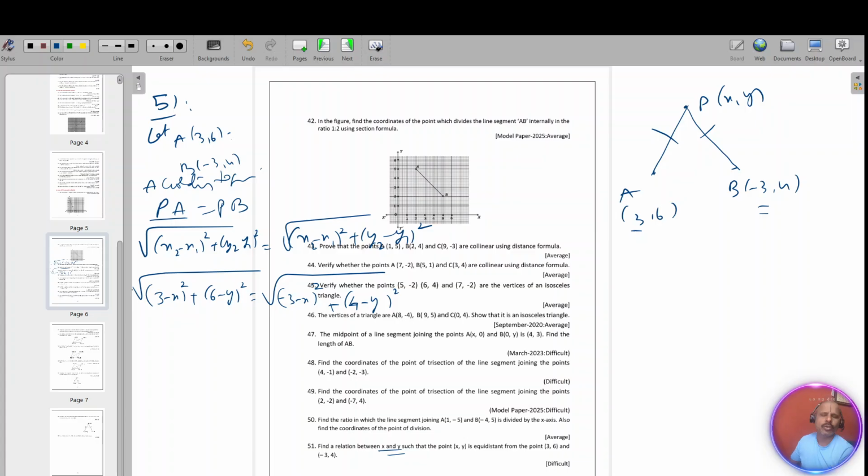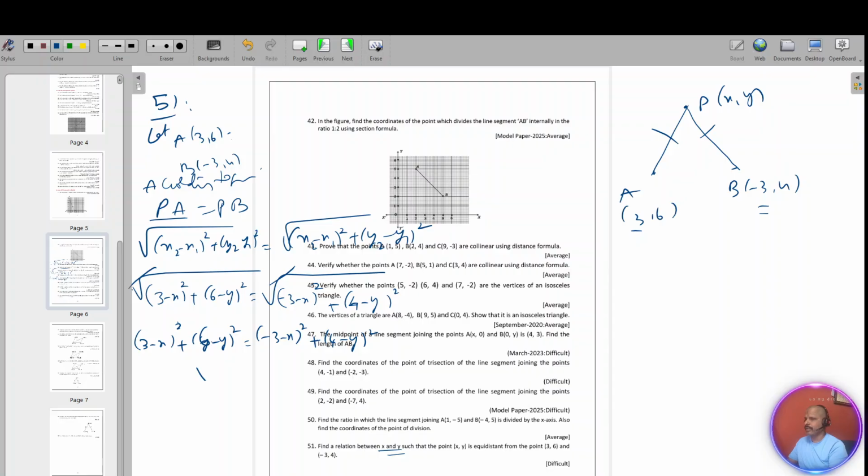Now, since there is a root on both sides, you can cancel the roots, because when you transpose the root, it becomes a square root. Square of square root is cancellation, so whatever is in the bracket you write. So I am cancelling these roots. What it becomes is (3 minus x) whole square plus (6 minus y) whole square is equal to (-3 minus x) whole square plus (4 minus y) whole square.